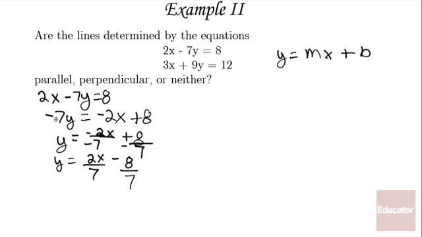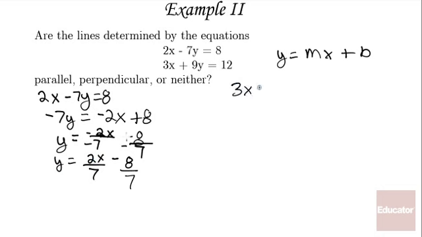Okay, so I had minus 7y equals minus 2x plus 8. I'm going to divide both sides by negative 7 to get negative 2x divided by negative 7, and 8 divided by negative 7, which gives me y equals 2x over 7 minus 8/7. So this is in y equals mx plus b form.